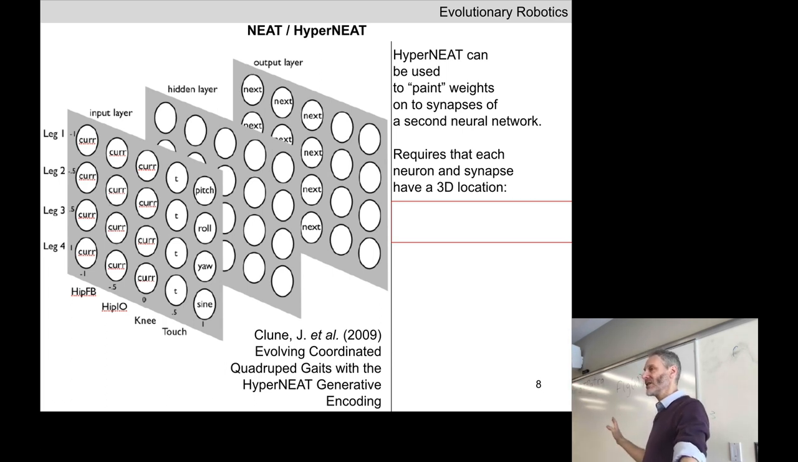We'll go into the details of how exactly they did this, but everybody see that? So this is the twist here. There's actually two different neural networks. One is basically generating the other one. Seems strange. Why do this? It seems unnecessarily complicated. If you're going to evolve behavior, why not just evolve the synaptic weights directly?